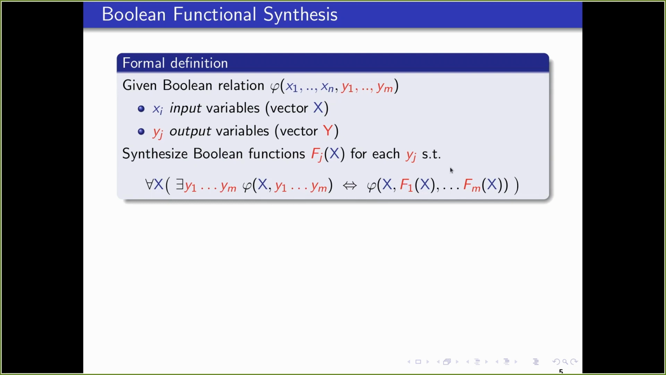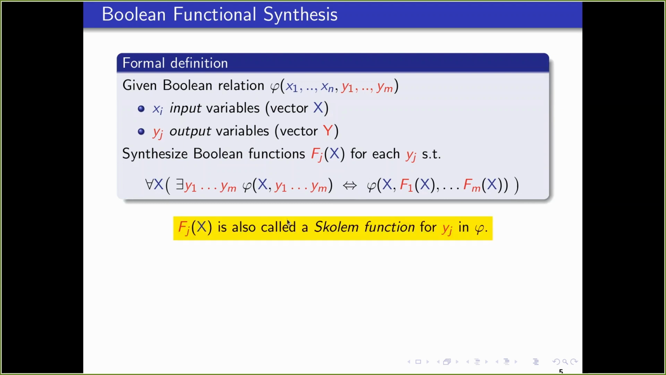Of course, this implication going from this side to this side is trivial. If I already have F1 to Fm satisfy the specification, then there indeed exists Y1 to Ym which satisfies this specification. So the really non-trivial part of this implication is going from the left side to the right side. And that's saying that for every possible input, if there is some way to set the outputs such that the specification is satisfied, setting the outputs as per the functions Fi's also satisfies the specification. And note that these functions are also called Skolem functions in the literature, so the Skolem functions for the Yj's.